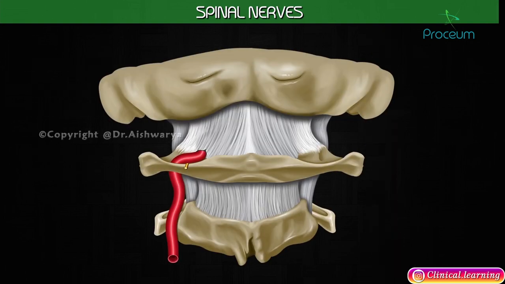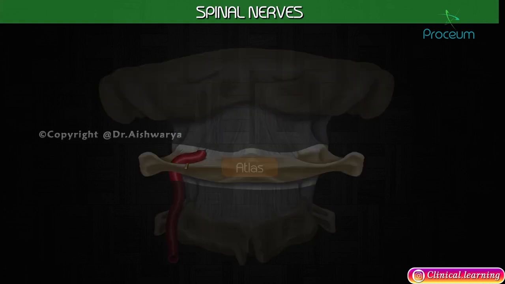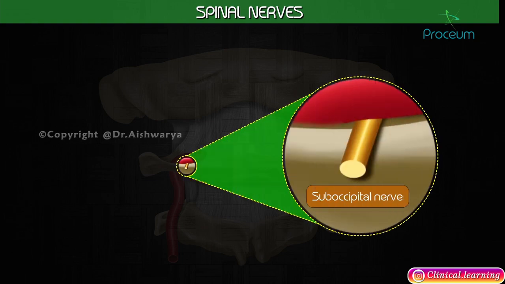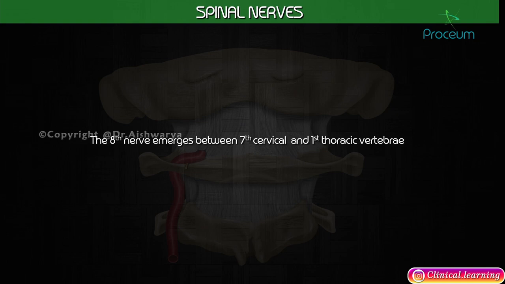The first cervical nerve emerges from the vertebral canal between the occipital bone and the atlas. It is therefore called the suboccipital nerve. And the 8th one emerges between the 7th cervical and the 1st thoracic vertebrae.